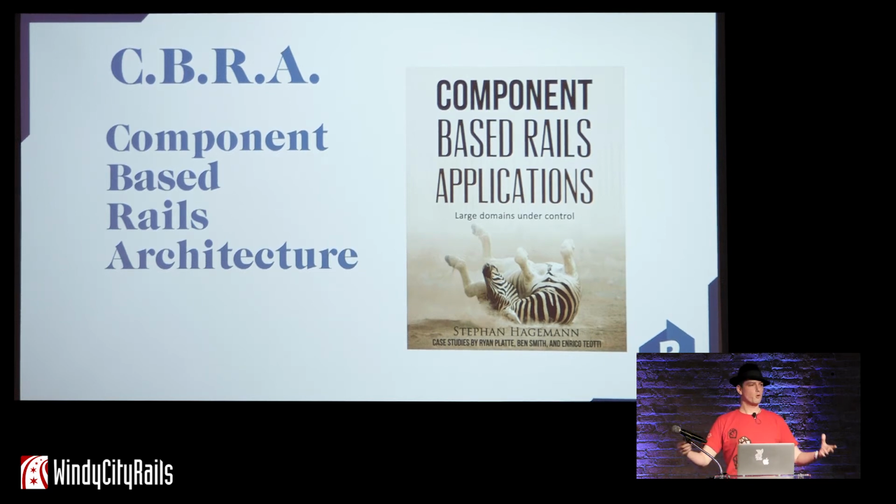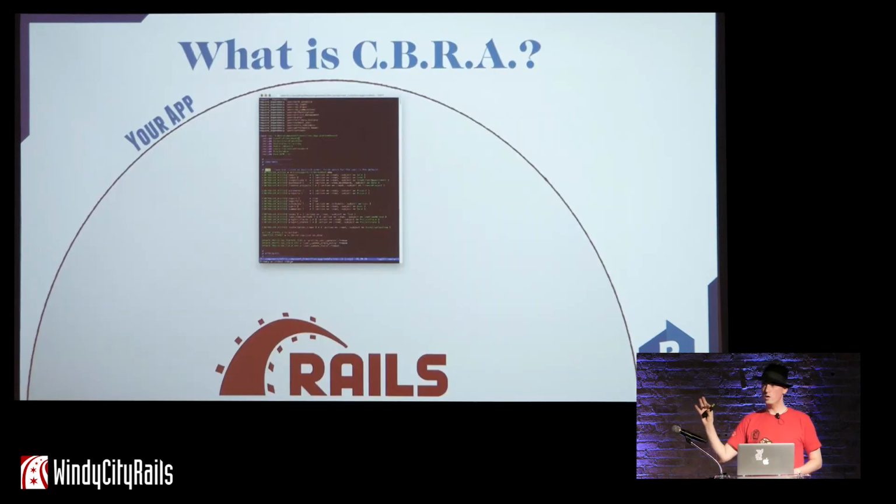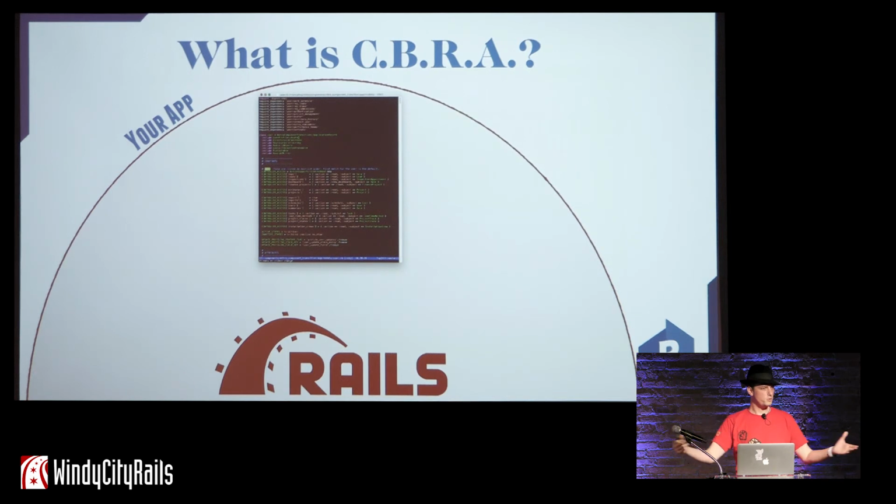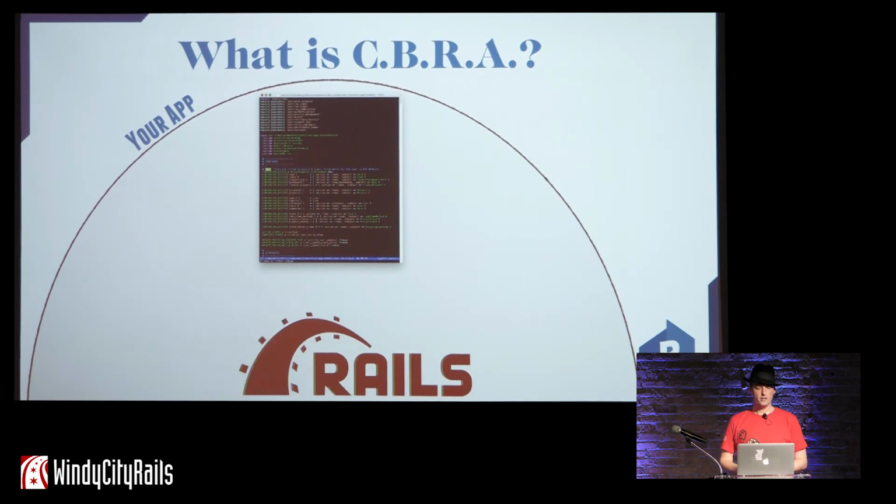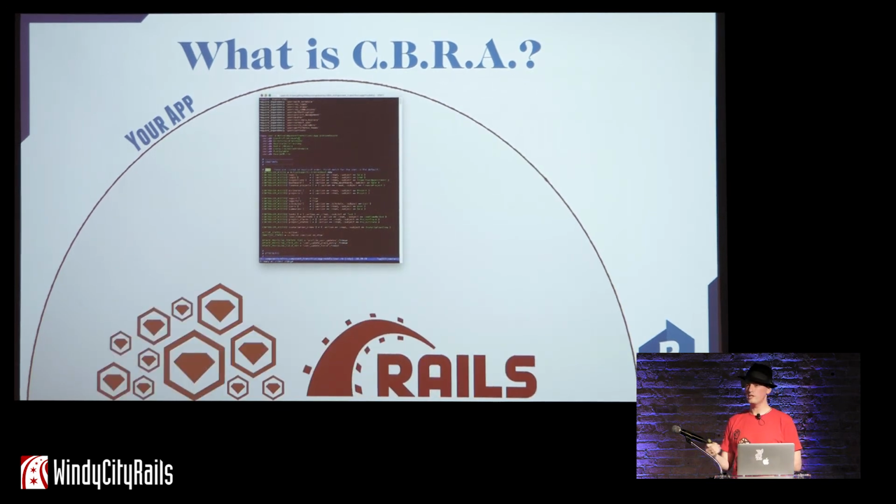So let me explain a little bit more about how CBRA works. Conceptually, this is what most Rails apps look like, right? You've got Rails underneath, and then that block of code on top is your monolith. That's all the code that you've written to affect your application. Now, in reality, there's more to your app than just your code in Rails, right? There are a whole bunch of gems, third-party pieces of software that you have bundled into your application.